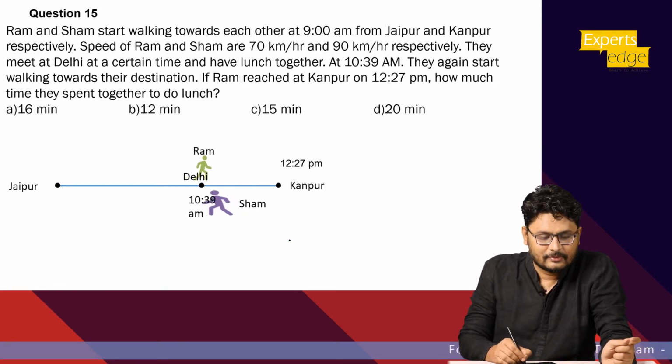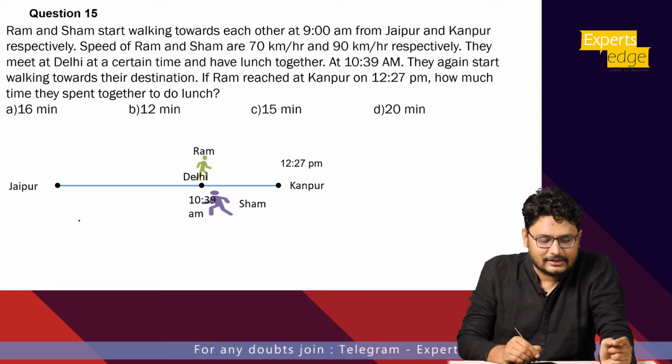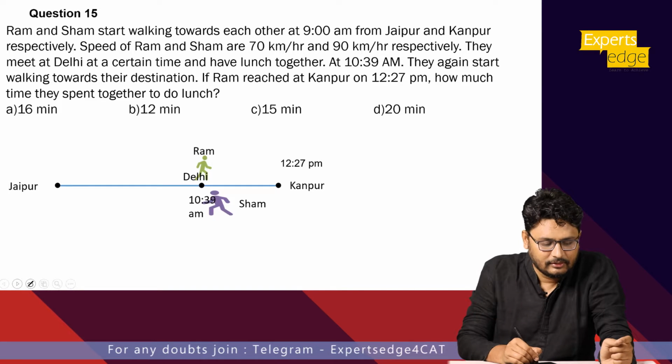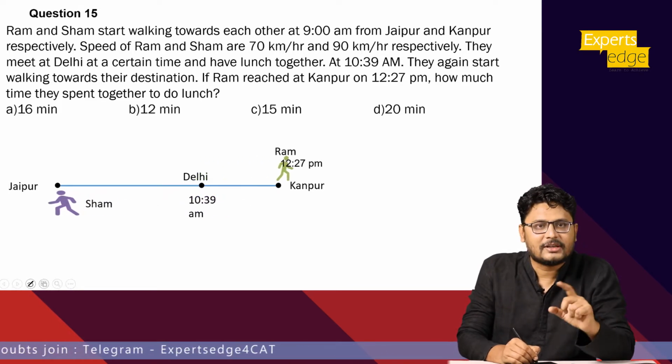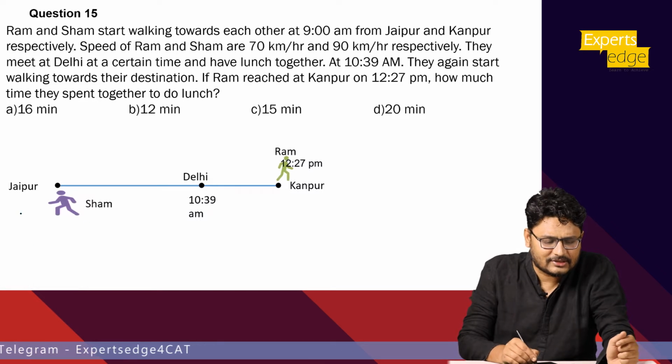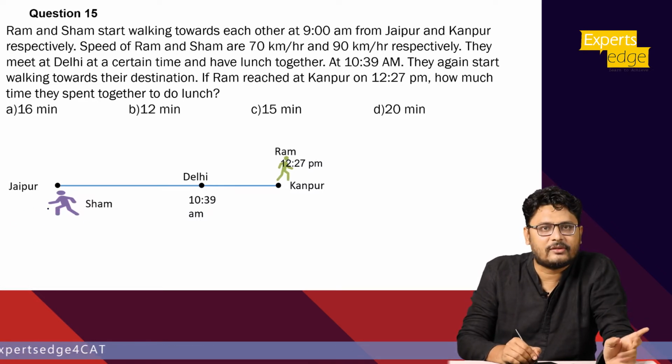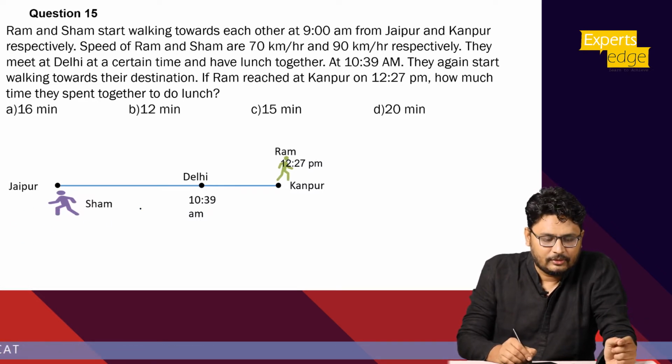They meet here somewhere, right? They take lunch. I don't know when they reach here, right? Then both leave at 10:39, and respectively Ram goes to Kanpur. Ram reaches at 12:27 and Sham reaches here. That value is not given. Okay, so what is he asking? How much time they have spent together?